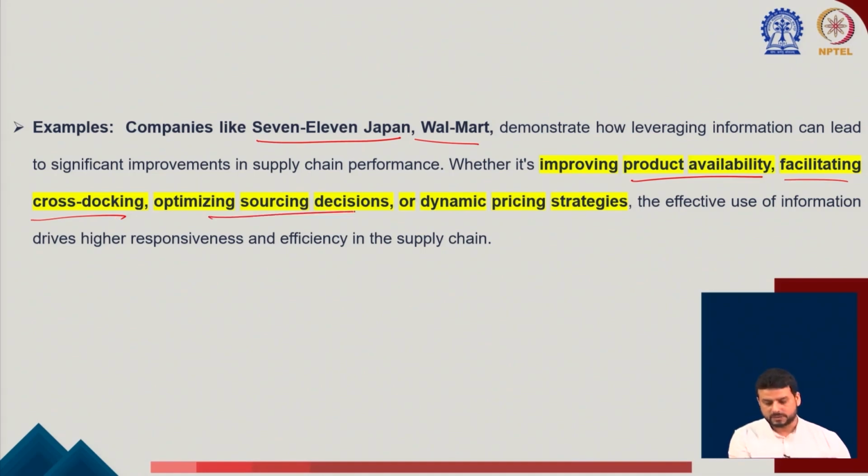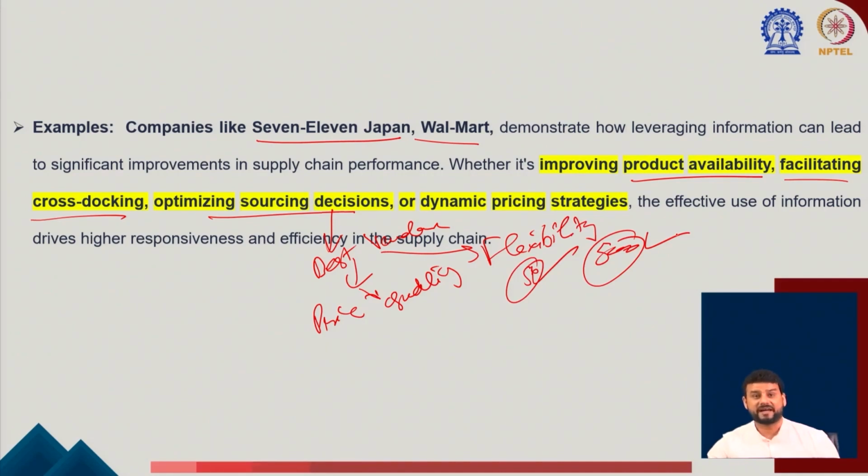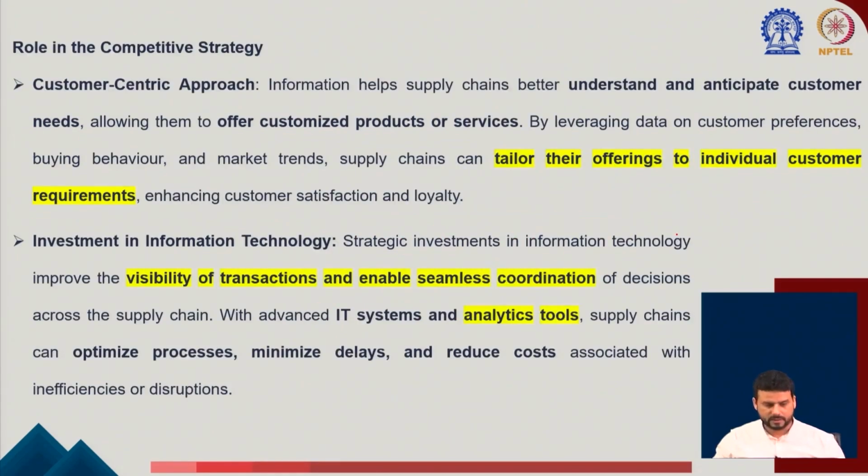And optimizing sourcing decisions, the best vendor you will pick, and that best vendor you will define based on what, you will define based on the price he is offering, based on the quality he is offering, based on the flexibility in terms of quantity, right. If you are asking for 50 units, he is ready to ship, if you are asking 500 units, he is ready to ship, right. So optimizing decisions also will help you to reduce the cost, right.